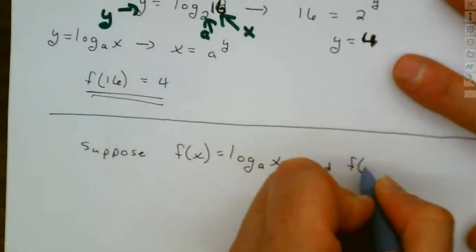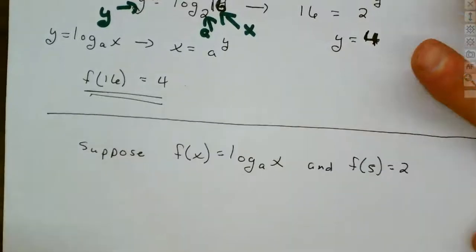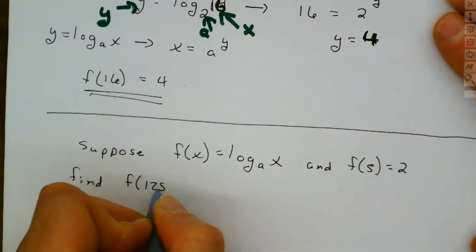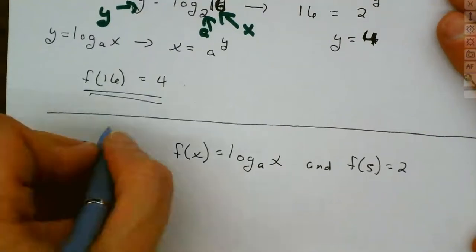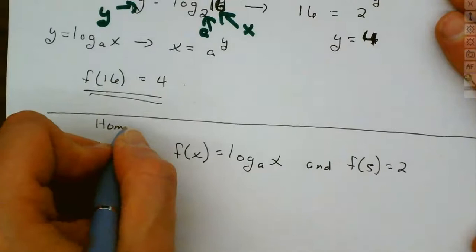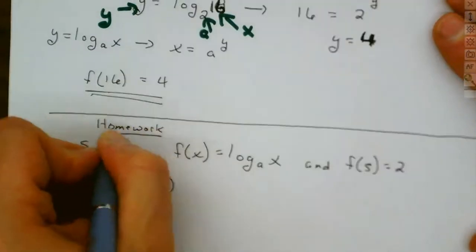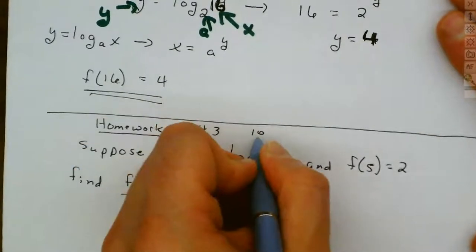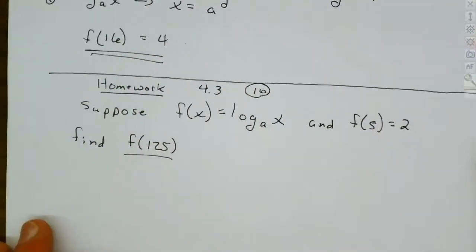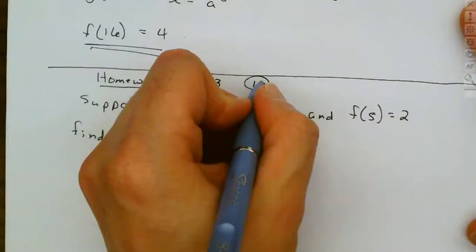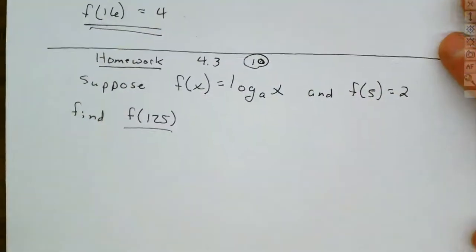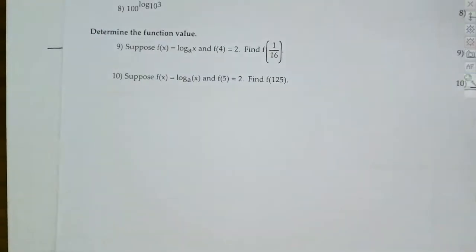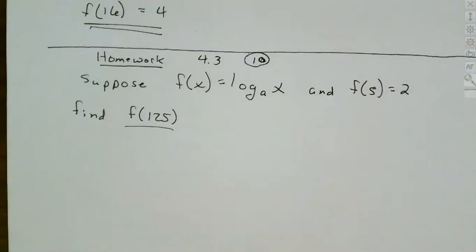And f of 5 equals 2. I want you to find f of 125. So this is what I want you to do. And this is actually your homework. Question number 10. So 4.3, question 10. So I'll go ahead and work this one out. And I will leave 9 for you to do. These are the only 2 really kind of tricky ones. So this is question 10, right? Okay, so if you want to write it down and have it, you can.